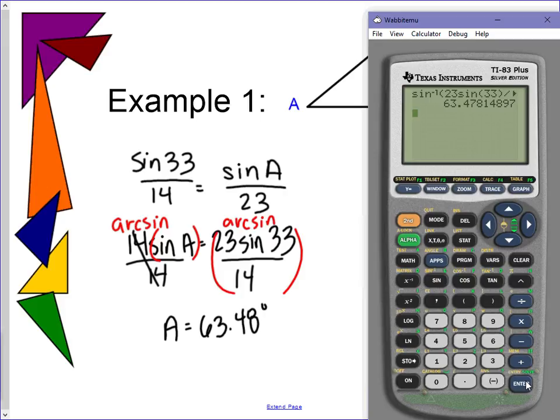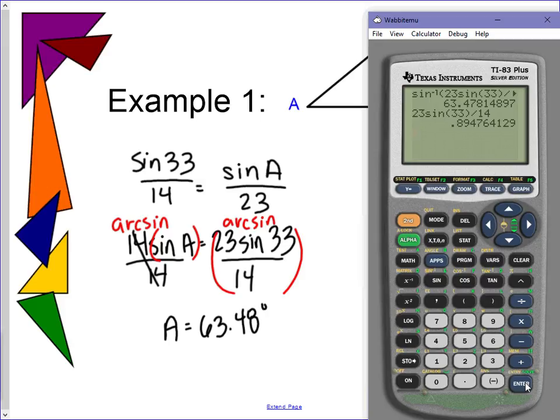Now, I will show you a nice handy key so you can avoid rounding. Suppose you typed in 23 times sine 33 divided by 14 and you get this decimal, 0.8947 and so on and so on. What I would encourage you to do is try to avoid rounding for as long as possible, because as soon as you start rounding, everything else in your answer is now a rounded answer, and it becomes more and more off. Okay. Here's a nice tool in the calculator.